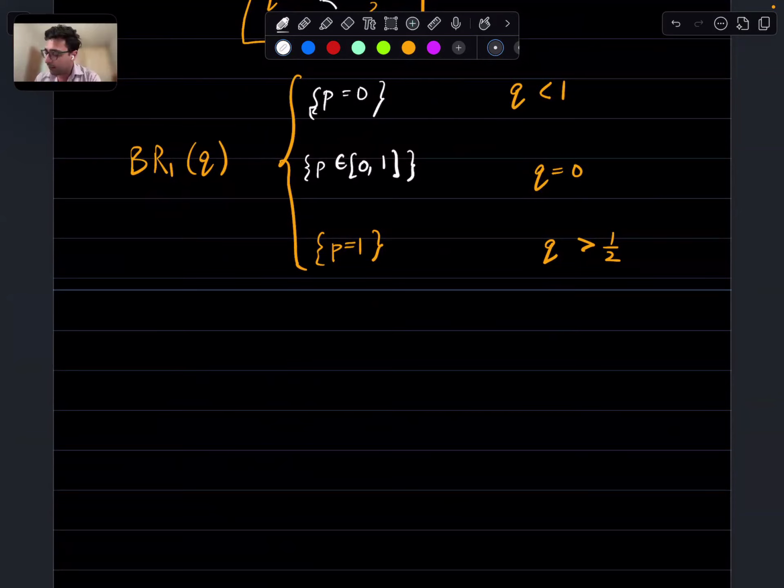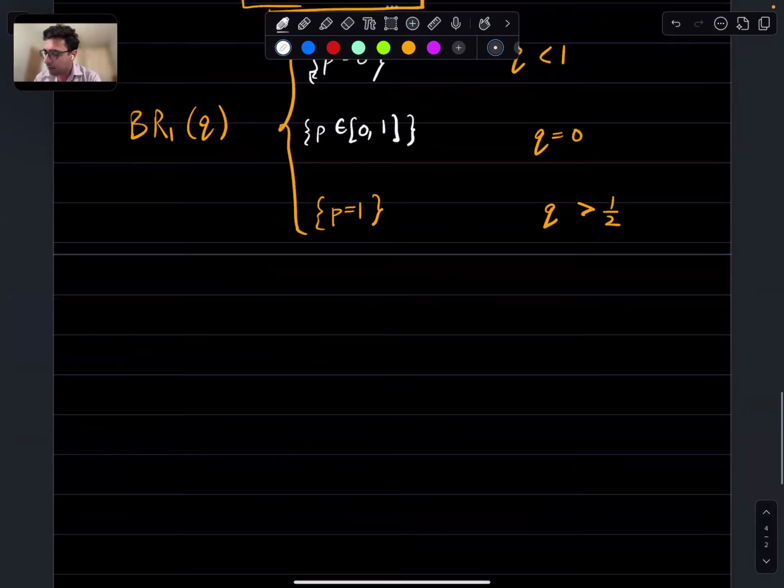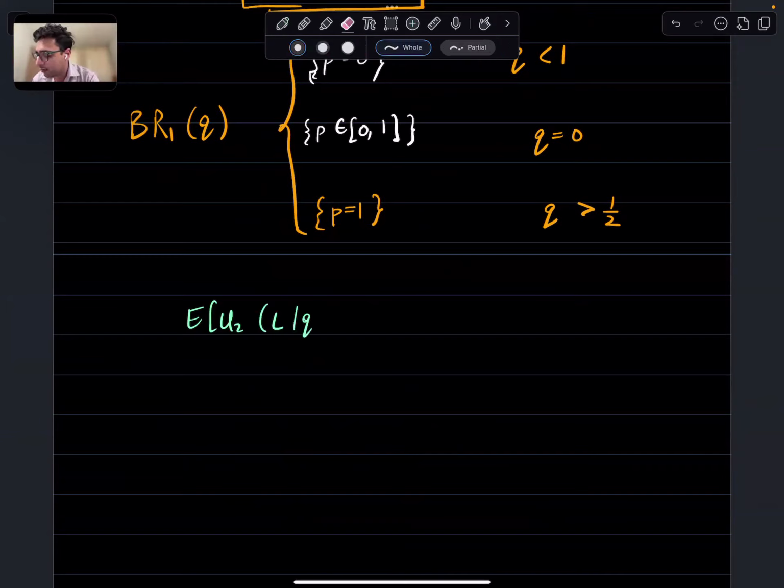Let's do the same thing for player 2. So for player 2, the expected utility of player 2 from choosing left given P is greater than the expected utility from choosing right given P.